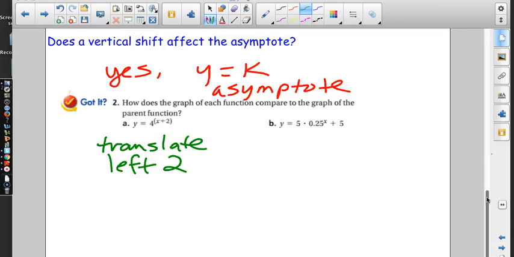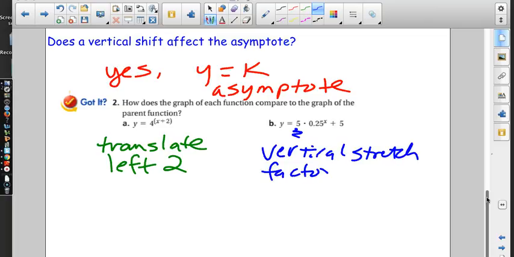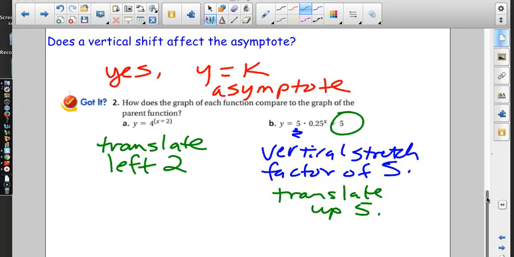What did the 5 in front do? Vertical stretch, factor of 5. This 5 we're talking about right now. Vertical stretch, factor of 5. How about that 5? 5 up. Translate up 5. Here's what I want you to tell your partner.